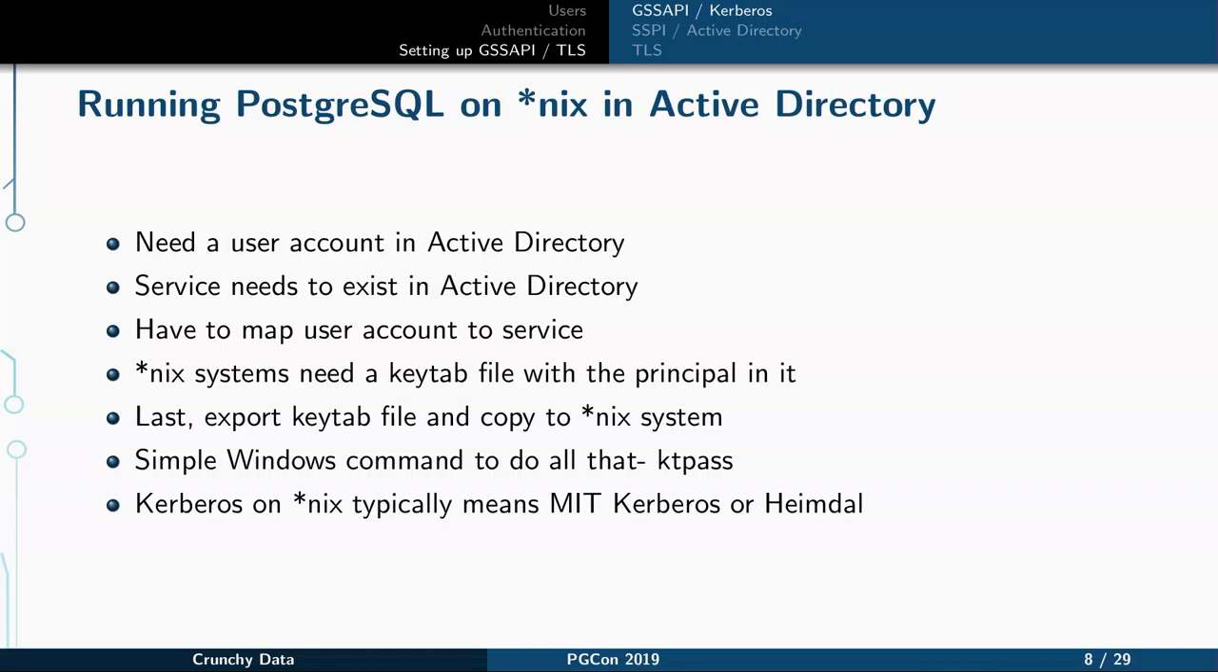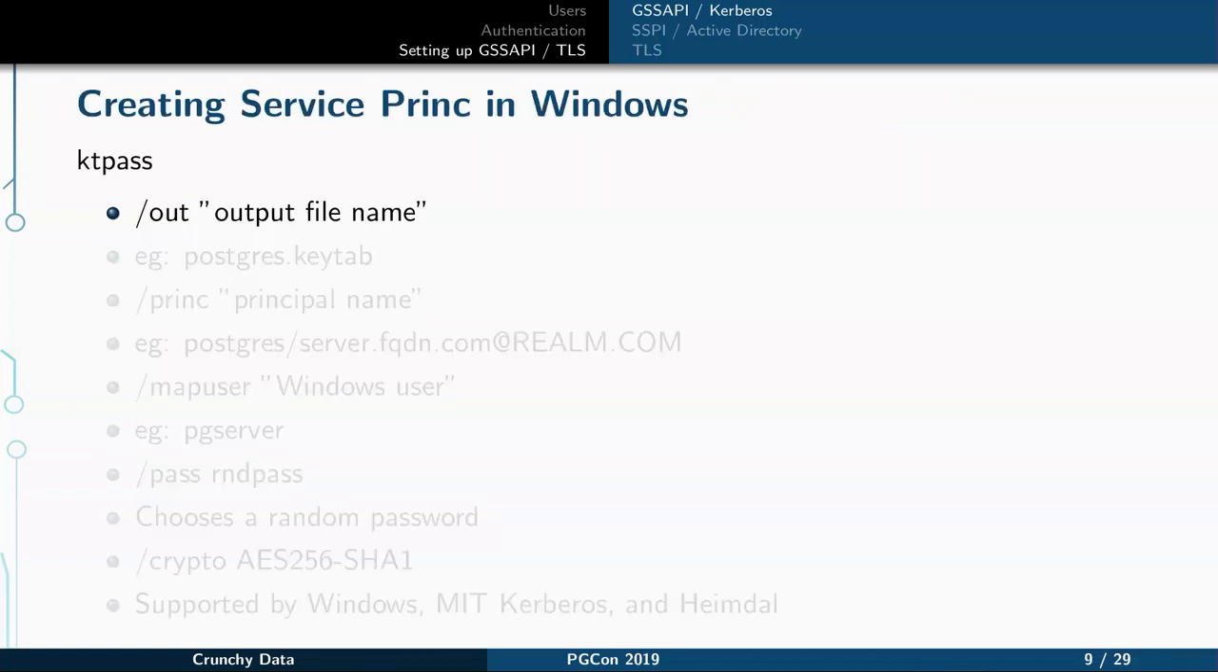So a lot of them default to MIT Kerberos, which I'm a fan of because it's typically pretty straightforward to set up. So how do you run ktpass? Well, first thing you do is you specify this output file name, for example, postgres.keytab. This is where we're going to write out this shared secret that we're going to have between the KDC and the service. You're going to specify a principal name.